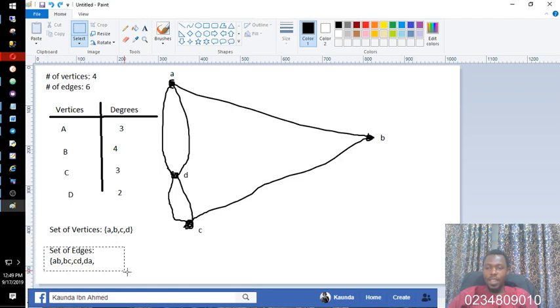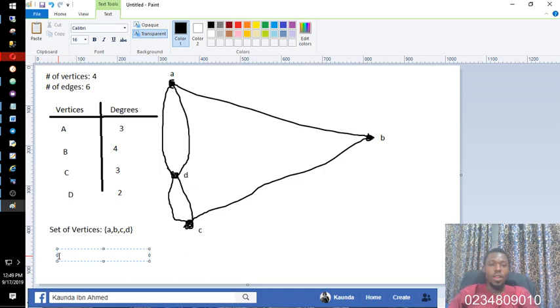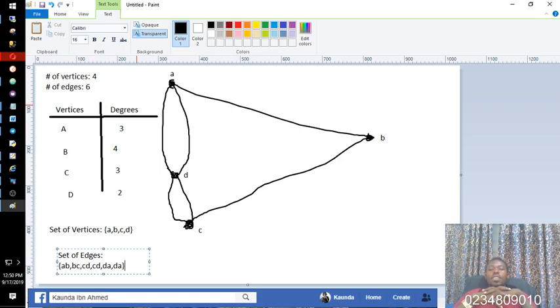So we'll have, let's go to B first. So we have A, B, set of edges. So we have A, B, B, C, C, D, another C, D, then D, A, and another D, A. So these are the sets of vertices, the set of edges that we have.